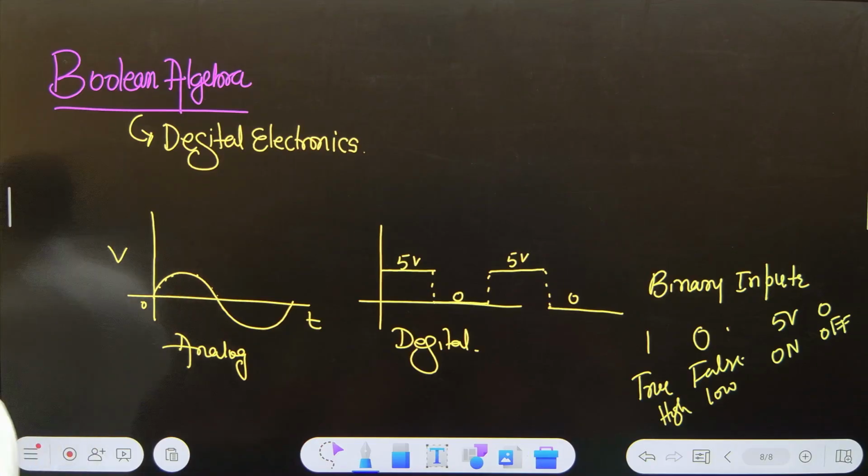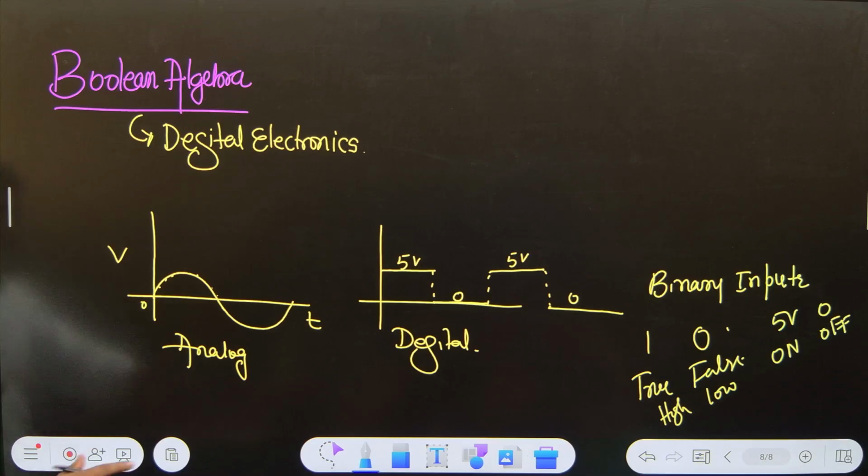All these, on or off, yes or no, true or false, high or low, work on the principle of binary inputs. There will be only two values for inputs, and there can be more than two inputs also, but output can be only one. Inputs can be more, but inputs will be given only in terms of yes or no, true or false, high or low, 1 or 0, on or off.